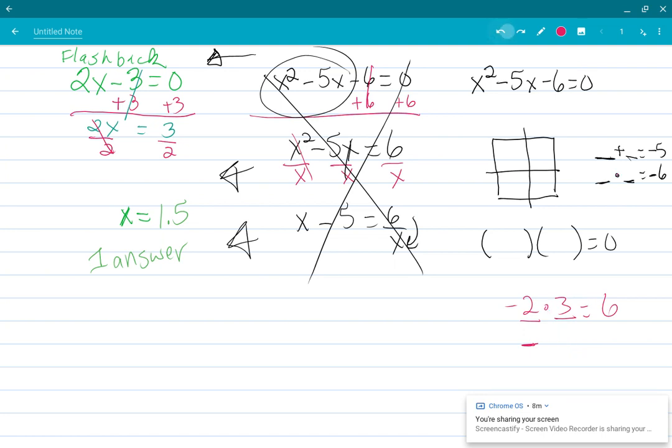Does any number times 1 equal the same number? So all numbers times 1 are the same number. Yeah. So how about -6 times 1? Does that equal -6? Let me go calculate that. And then what about -6 plus 1? Does that equal -5?